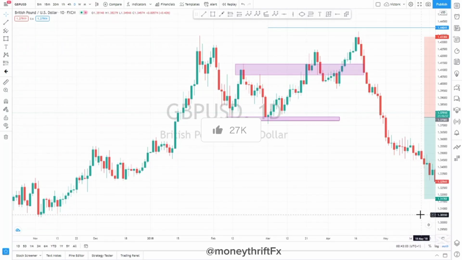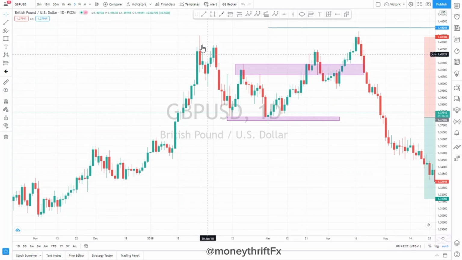Okay, let's talk about double tops and double bottoms, or M and W patterns. Double tops and double bottoms are basically reversal patterns. So if we have a downtrend and we have a double bottom after it, it's a potential reversal pattern for a new uptrend, right?